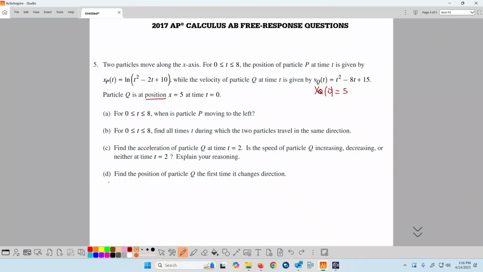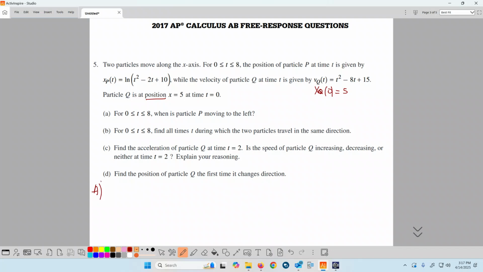From 0 to 8, when is particle P moving to the left? Now, we know that particle P is this guy here, which is the position function that was given. It's moving to the left whenever the first derivative is negative, right? So I can actually start that because these are typically going to require some sort of an explanation. So I can start by saying particle P moves left when the velocity is less than 0. Maybe I want to start by saying that, okay? And that way you already have your justification, okay?